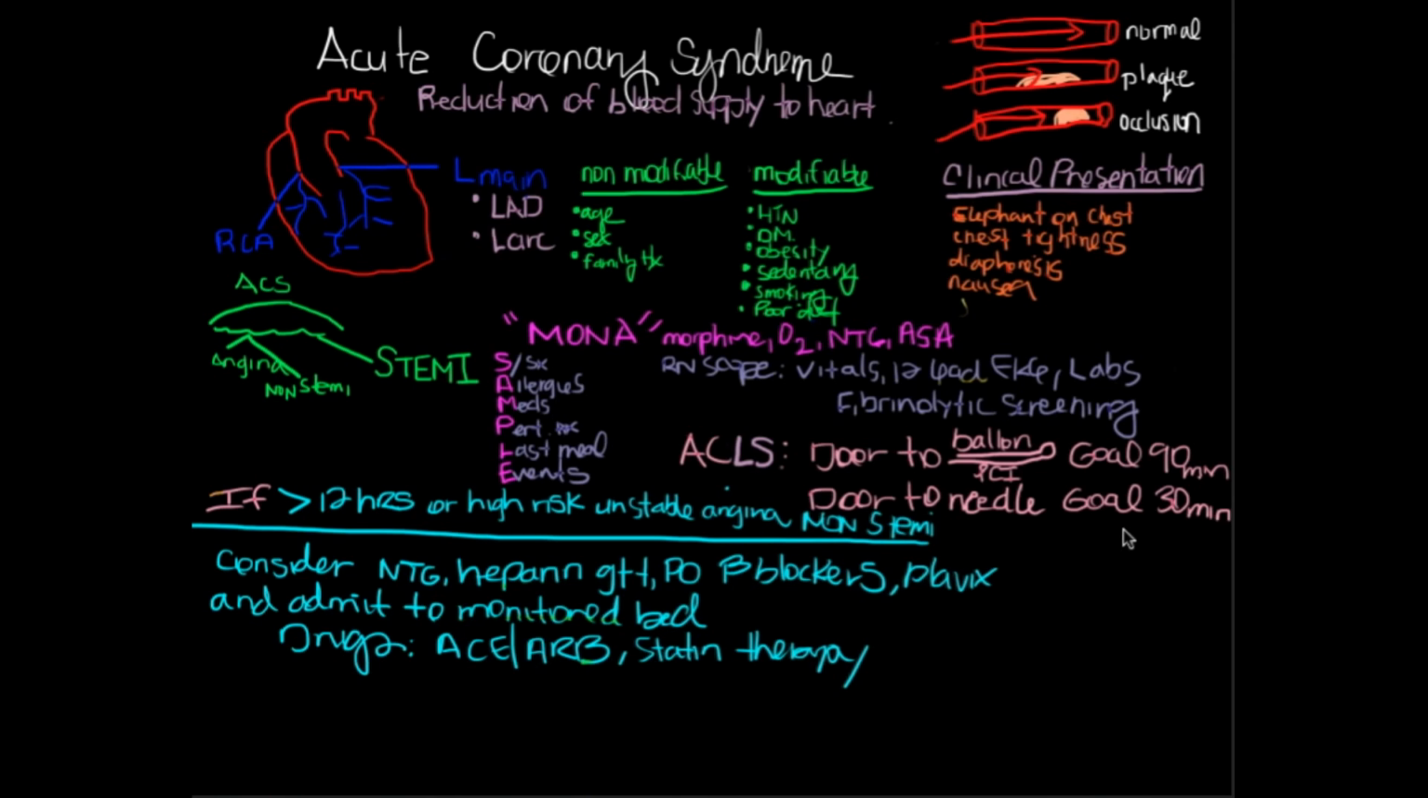However, time is tissue. If they exceeded the 12-hour mark or they are high risk, unstable angina, and they were a non-STEMI, you would like to consider starting them on a nitroglycerin drip, a heparin drip, maybe PO beta blockers, some Plavix, and admitting them to a monitored bed. When they are monitored, the doctor will typically review the medications. If they haven't already been added, they'll consider adding on an ACE, an ARB, and a statin therapy medication.